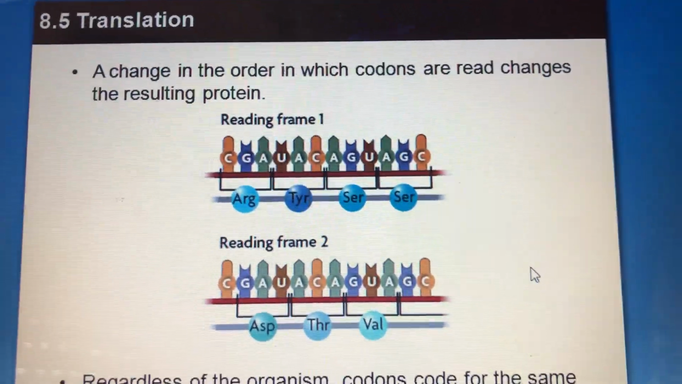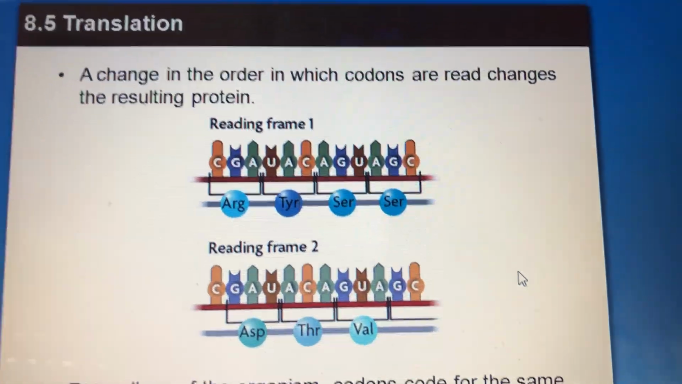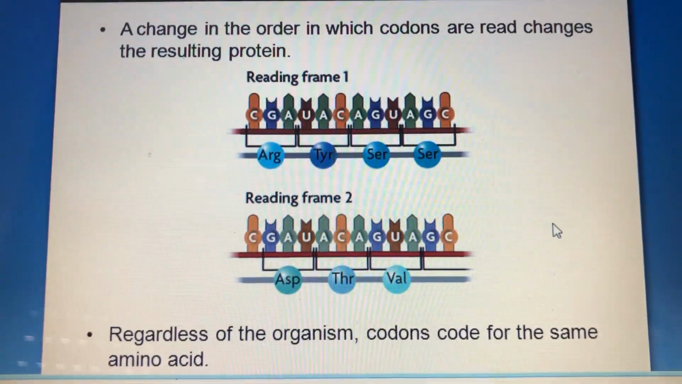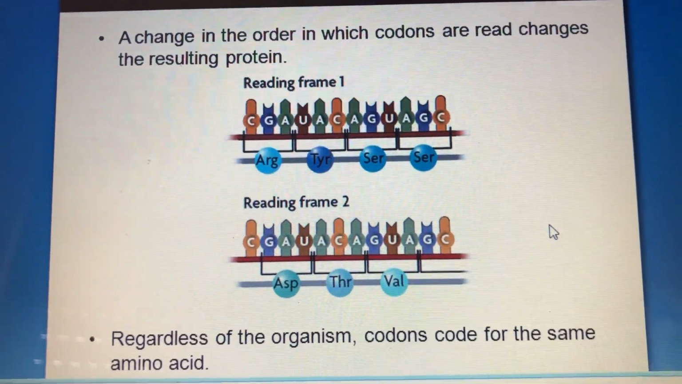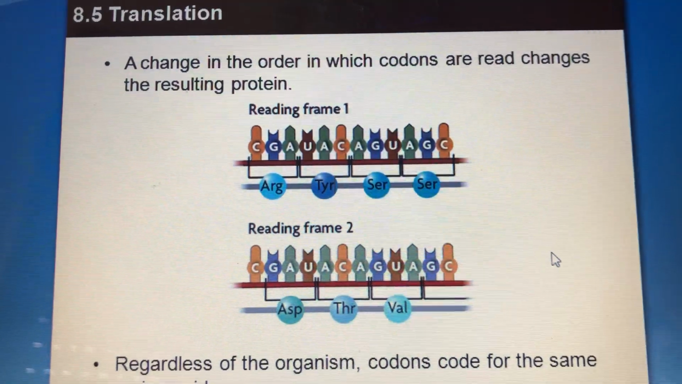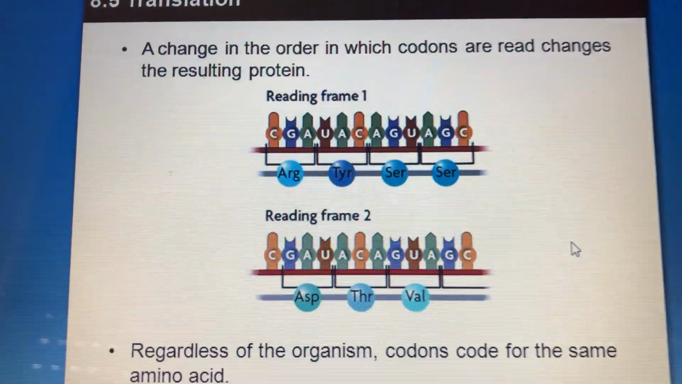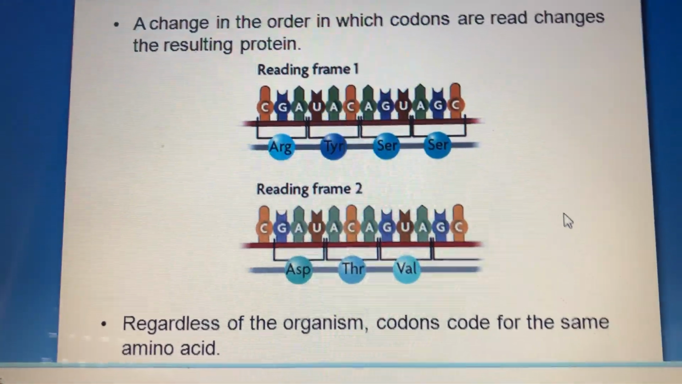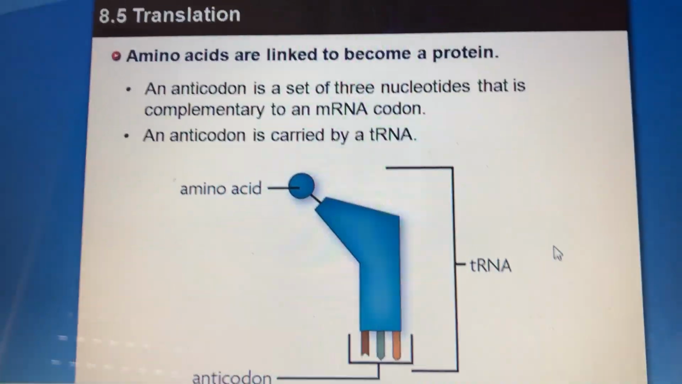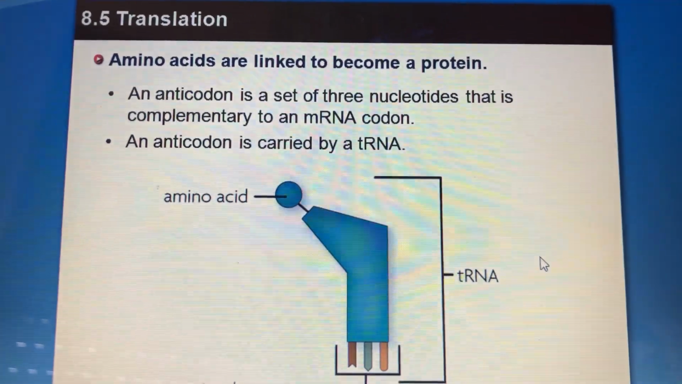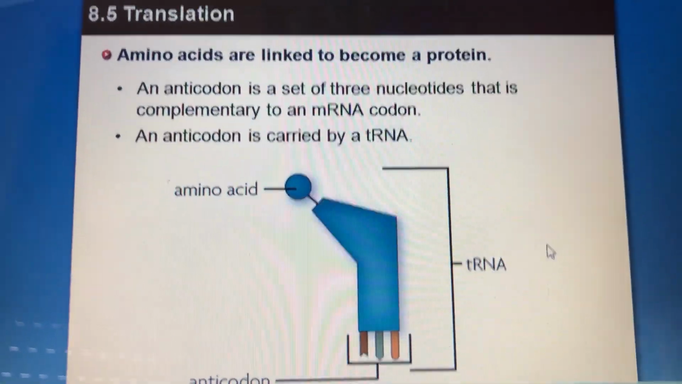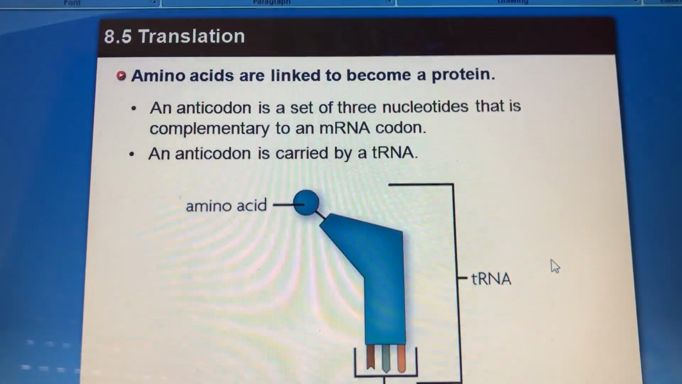Now, change in the order in which codons are read changes the resulting protein. And regardless of the organism, codons code for the same amino acid. That means humans, animals, bacteria, plants, each codon codes for the same amino acid, whatever the organism is. Now these amino acids are going to be linked to become a protein. How will this happen? For making the protein, there are 3 parts which are important.